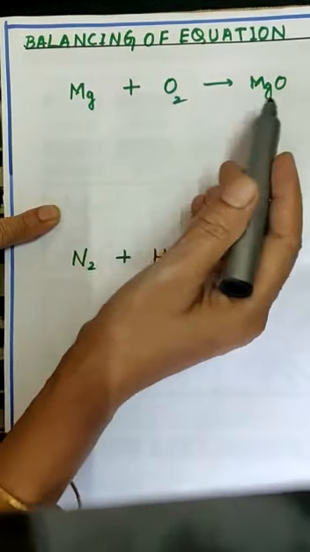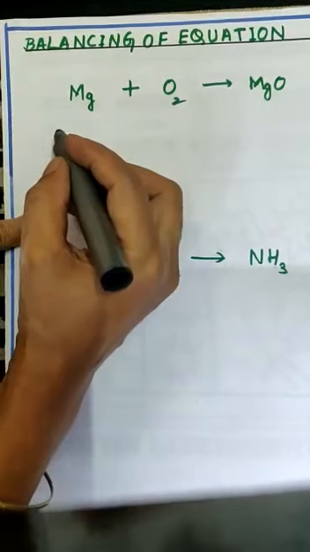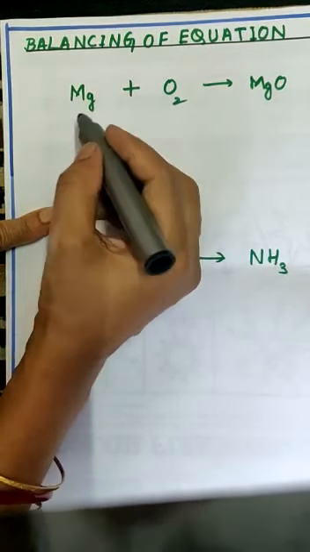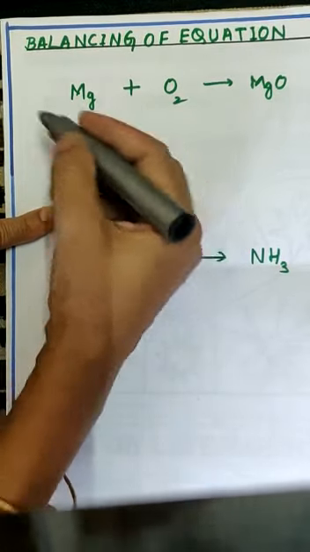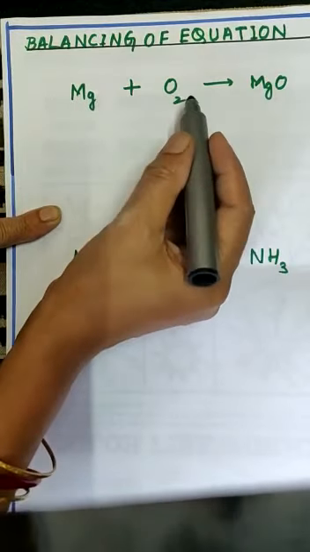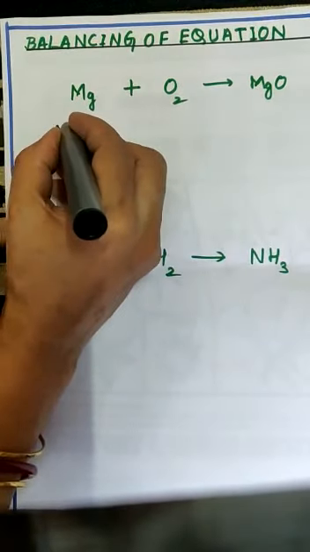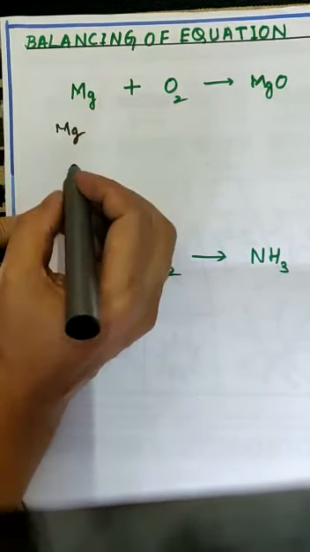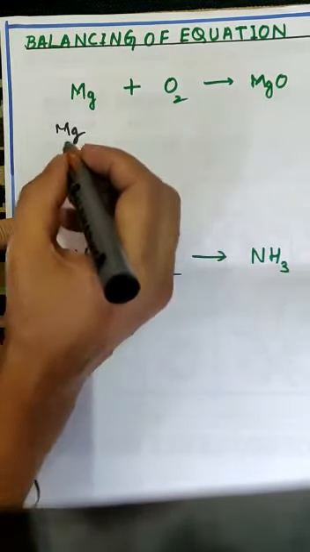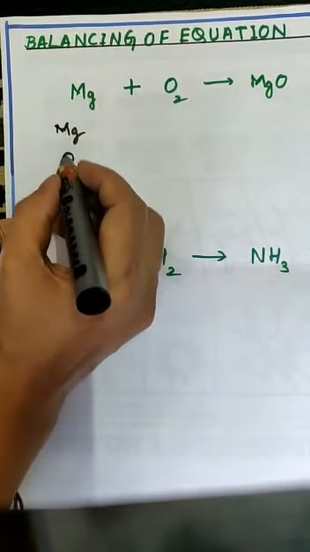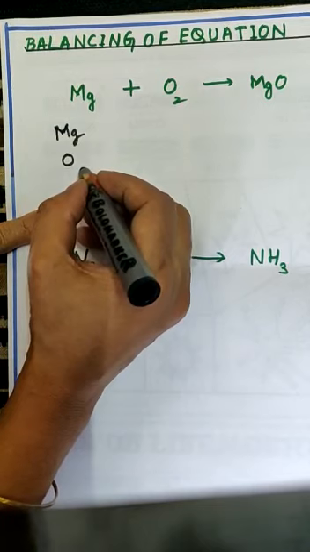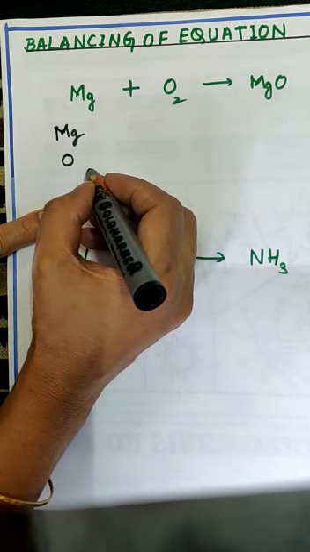Mg plus O2 gives MgO. How to do it is that we write the symbols of the elements present on the left hand side, and the same obviously will be on the right hand side. So how many elements are there in this equation? Only two, Mg and O, that is for oxygen. Why do we write O only? Because we are talking about only the symbol. We are talking about only the atom, not molecules.